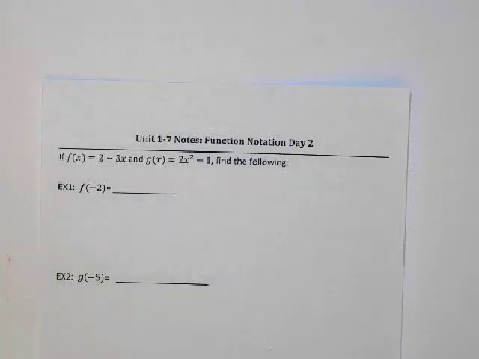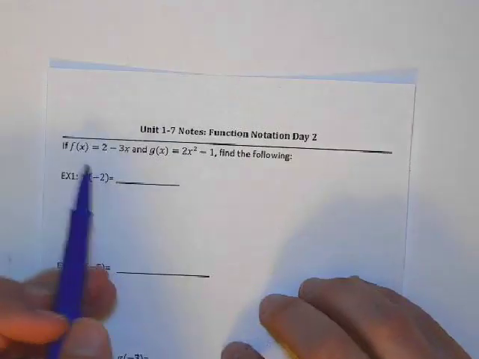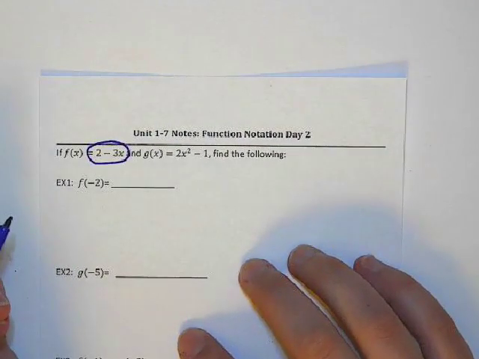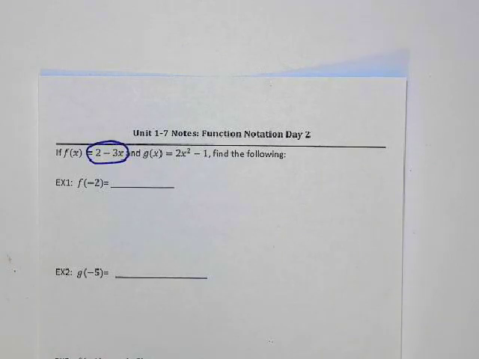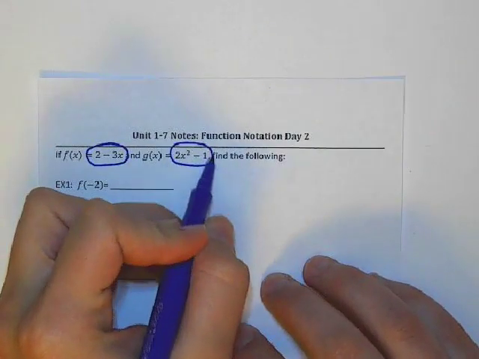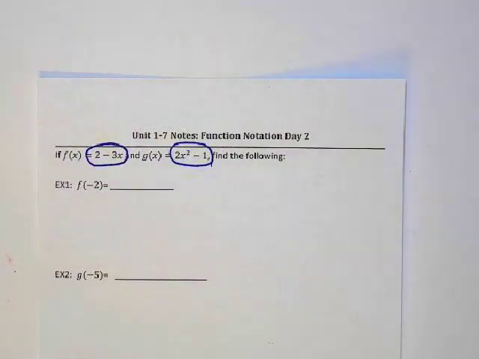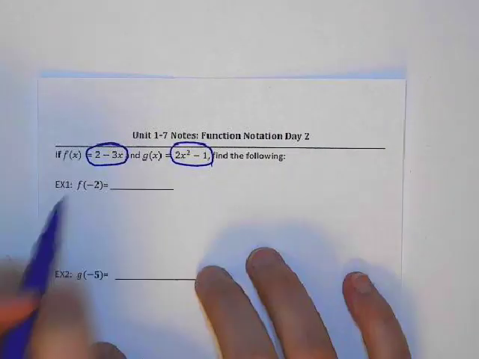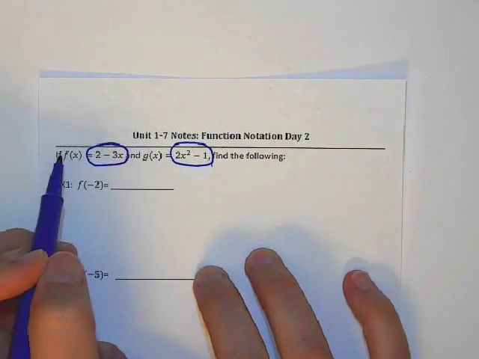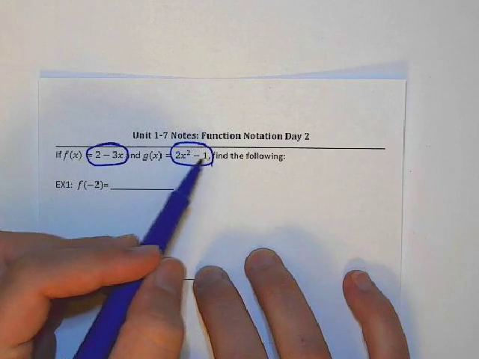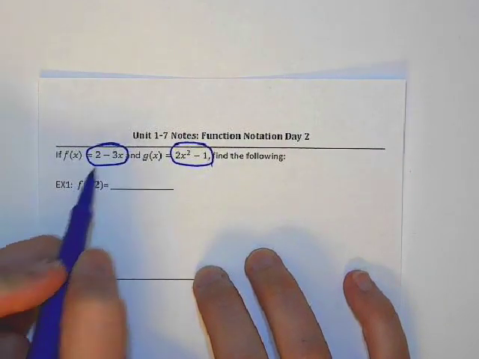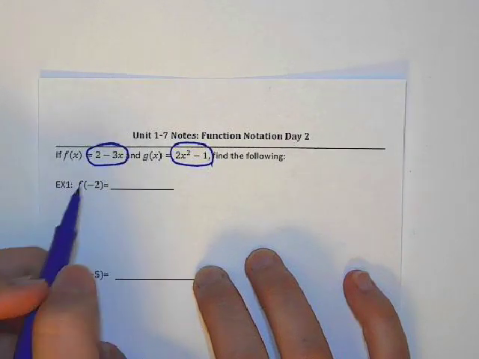Okay, so then we've got two equations here. So we've got one football game here. All right, circle that. And then I've got another game here. So, example 1 is saying f of negative 2. Well, I've got a football game that's talking about f, and I've got a football game that's talking about g. Does everybody see that? We're going to be looking at the equation, the game, that's talking about f.